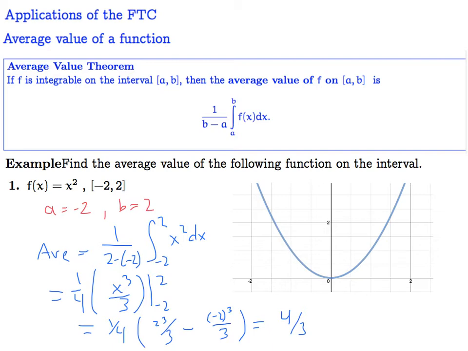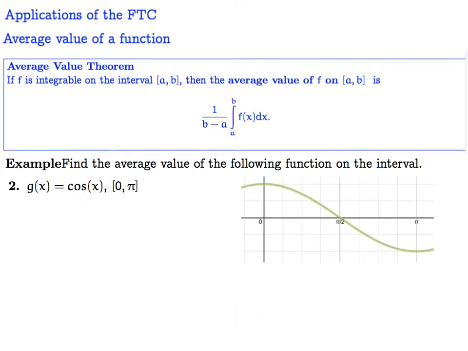So what this tells us is that this function, even though it starts up pretty high, comes down low, and goes back up again, on average, it's right around here, around 4/3. This is sort of the average height of the function over this interval. And it's really neat. It's an average of an infinite number of things. Let's do one more example.